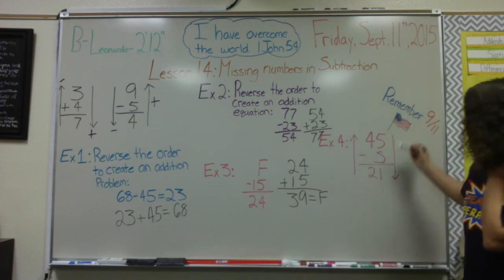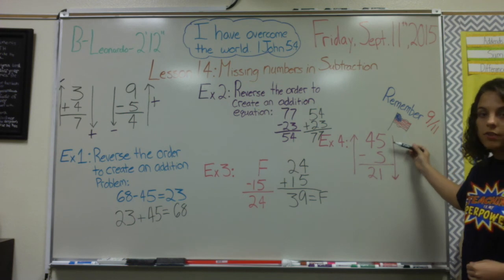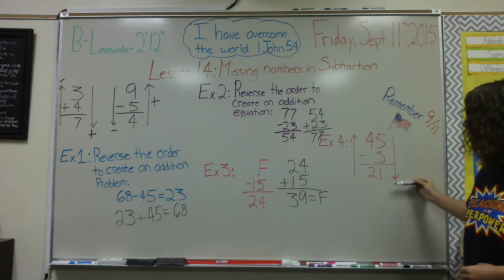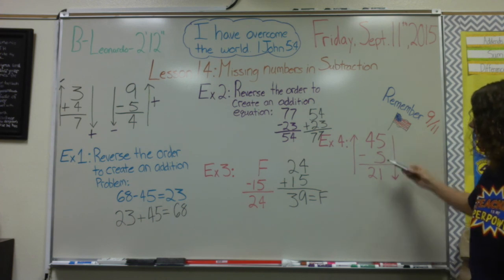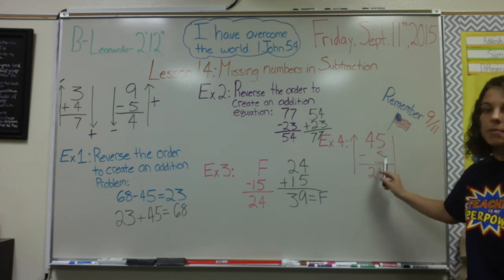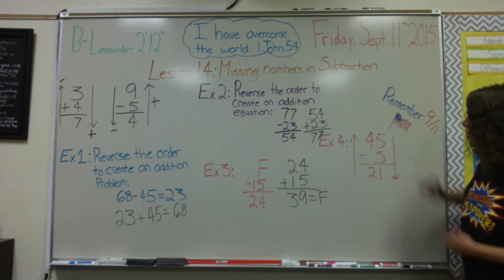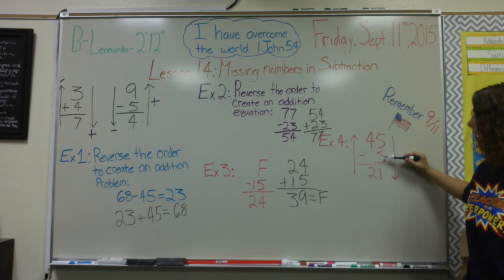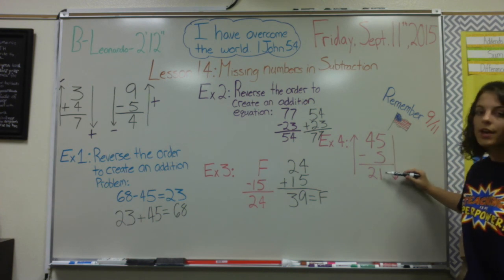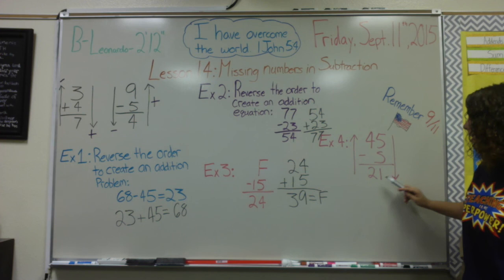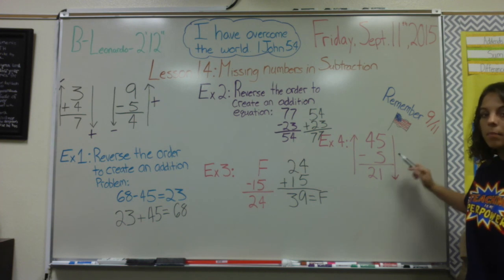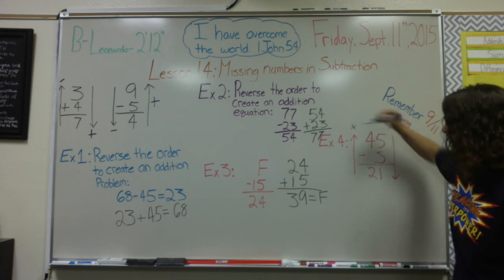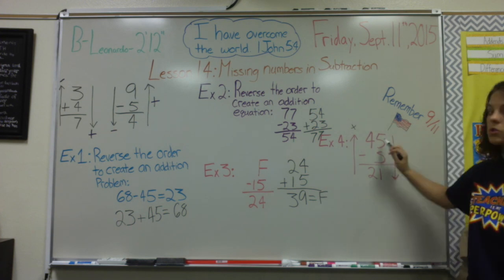Okay, now example 4 throws us for a little bit of a loop because we actually have our missing number in the middle. So if I were to go backwards or forwards, I would still have a missing number in my problem. However, looking at it top to bottom, I have 45 minus S equals 21. But when I look at it backwards, so it would be addition, 21 plus S equals 45.